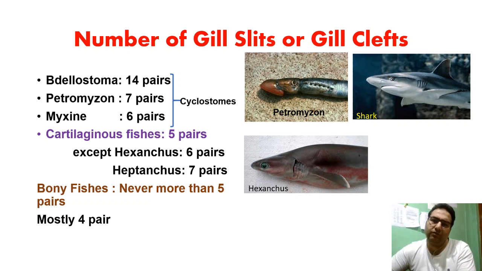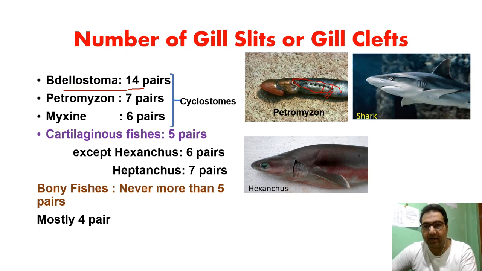So, just for your information, in some cyclostomes such as Bdellostoma, there are 14 pairs of gill slits. In the case of Petromyzon, for example, as shown in this picture, 1, 2, 3, 4, 5, 6, and 7 pairs of gill slits are found. In the case of Myxine, it is 6 pairs.